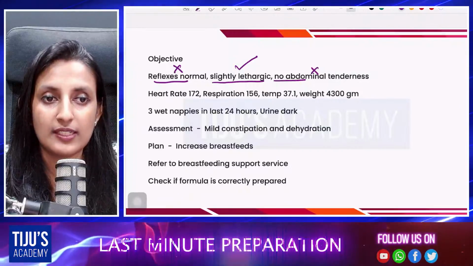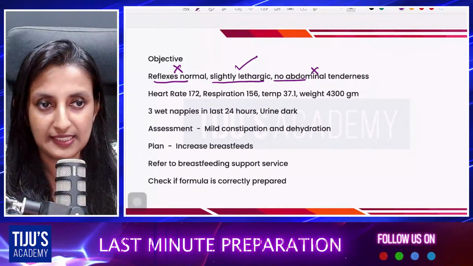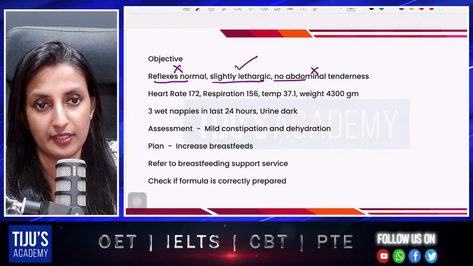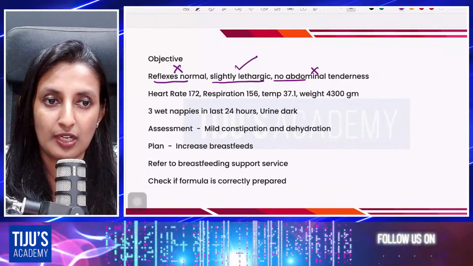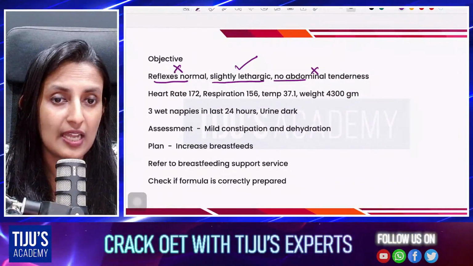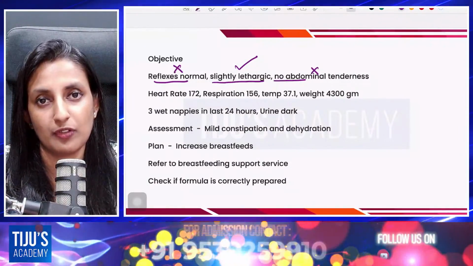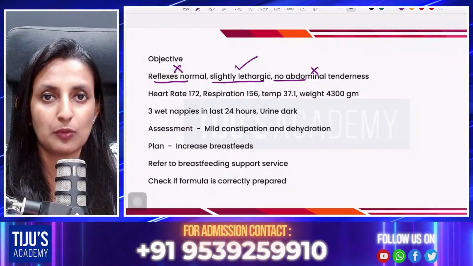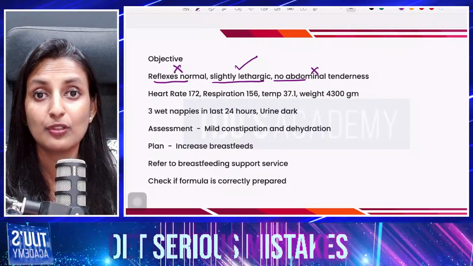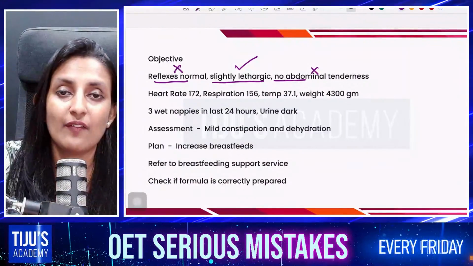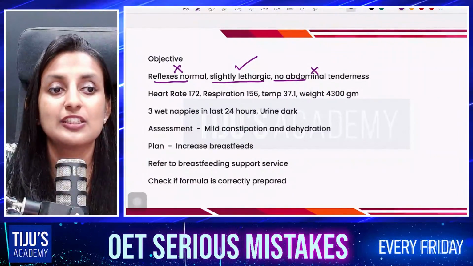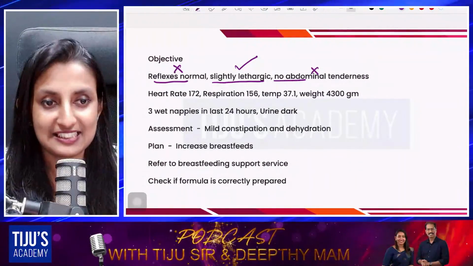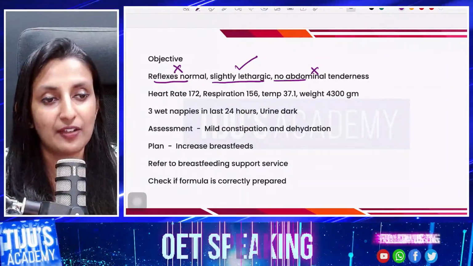Now, heart rate 172, respiration 156, temperature 31, weight 4,300. 3 wet nappies in last 24 hours. So the patient had only 3 wet nappies in 24 hours. See, a 2-month-old baby has only 3 wet nappies in a day, which means he doesn't produce much urine. So that's why he was having only 3 wet nappies. And his urine was also dark in color. And the assessment says mild constipation and dehydration.